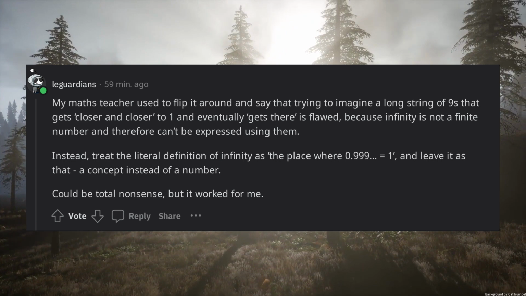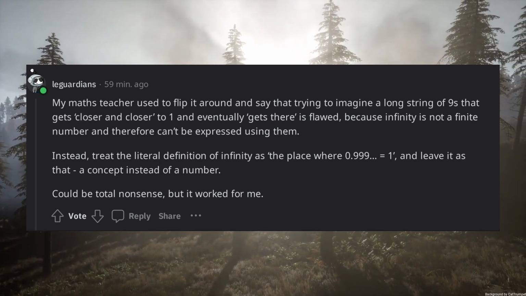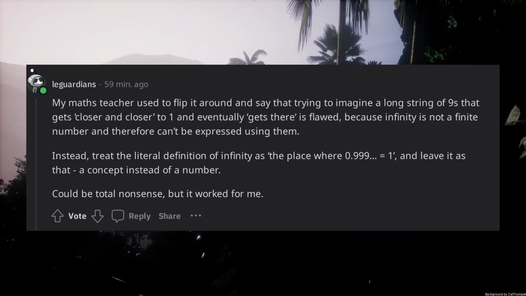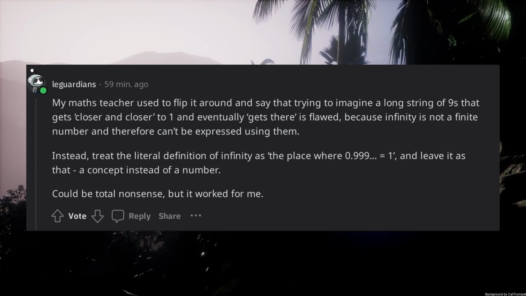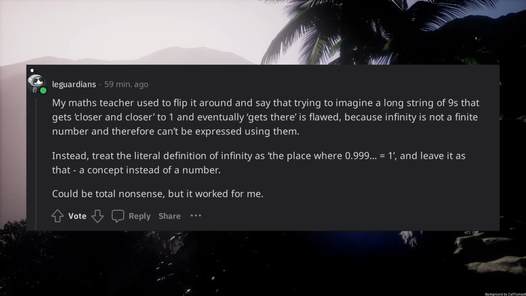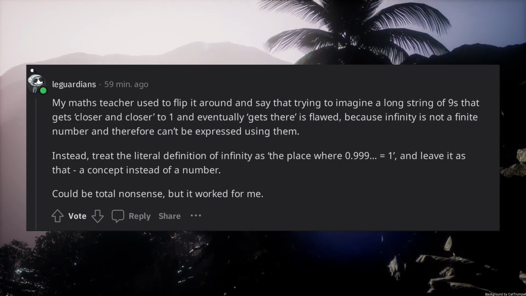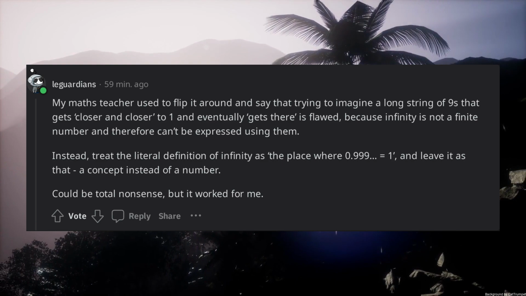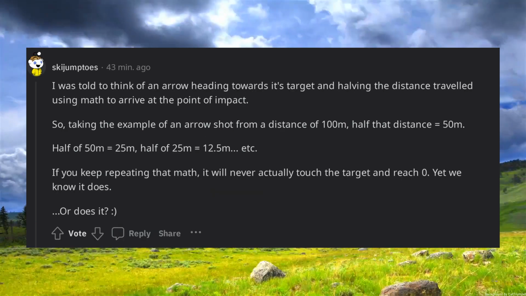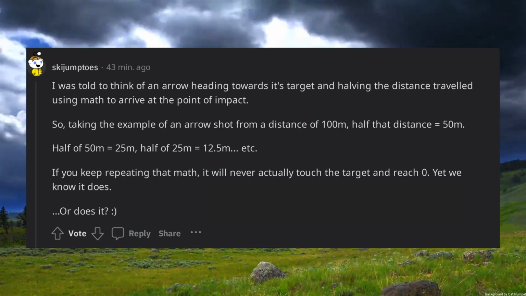My maths teacher used to flip it around and say that trying to imagine a long string of 9s that gets closer and closer to 1 and eventually gets there is flawed, because infinity is not a finite number and therefore can't be expressed using them. Instead, treat the literal definition of infinity as the place where 0.999... is, and leave it as that, a concept instead of a number. Could be total nonsense, but it worked for me. I was told to think of an arrow heading towards its target and having the distance traveled using maths to arrive at the point of impact.